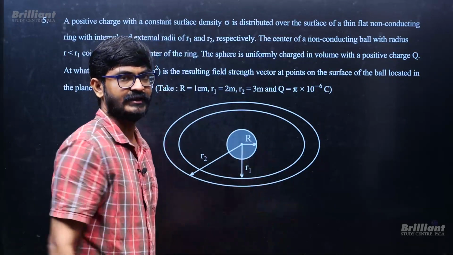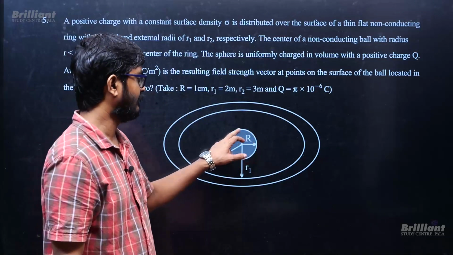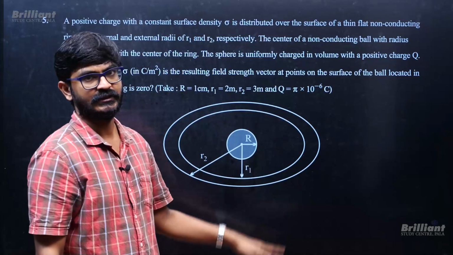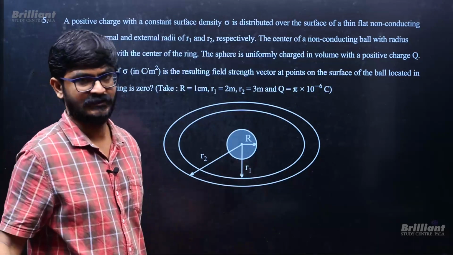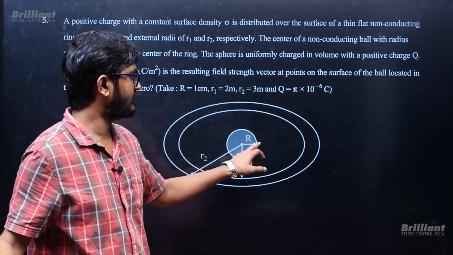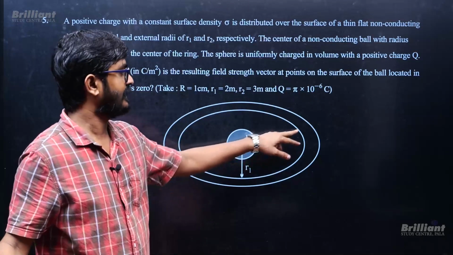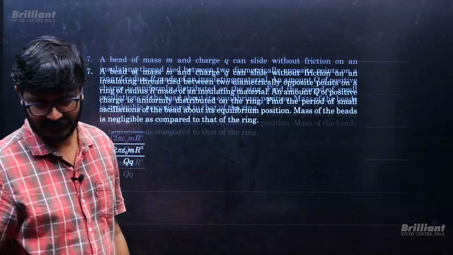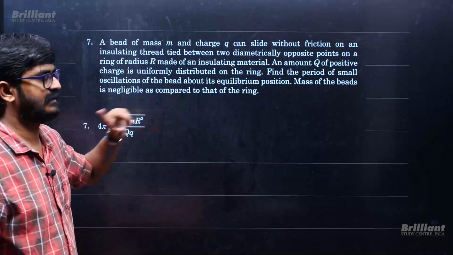So when will those two get cancelled? Basically you need to find the field due to the sphere and the field due to the ring, and you should equate them magnitude-wise because they will be opposite in direction. Now finding the field due to the sphere is an easy task. Finding the field due to the ring is not an easy task, but we have already seen it somewhere. That was this question, it is there in the doubt section.